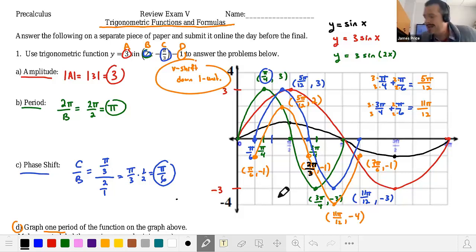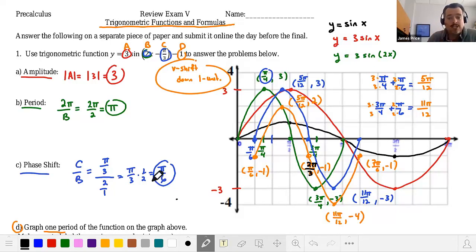But there are ways to make it less tricky. I chose the hardest possible version of the problem I could give you. Notice if the phase shift was like pi over 4 or pi over 2 or even pi, it makes the problem a lot easier to do. So that's the toughest version.